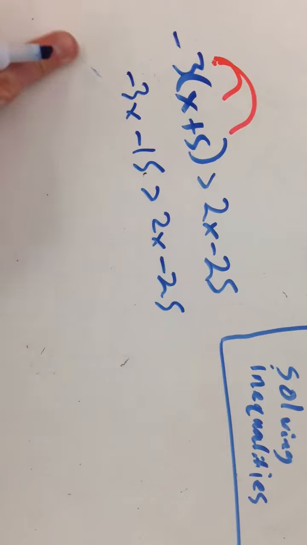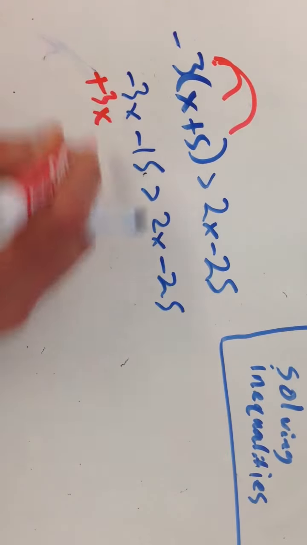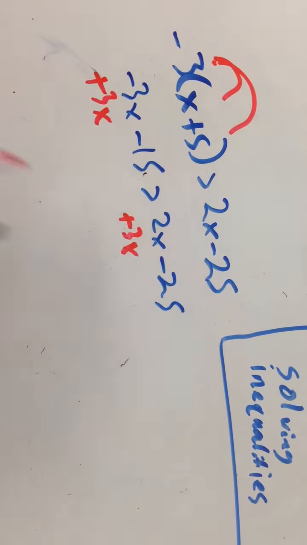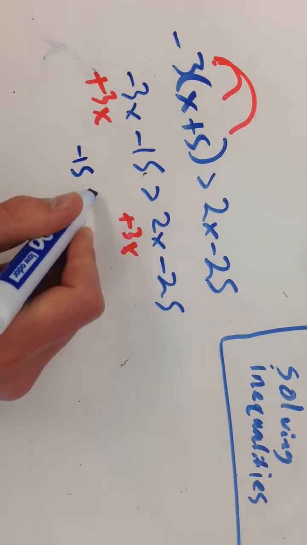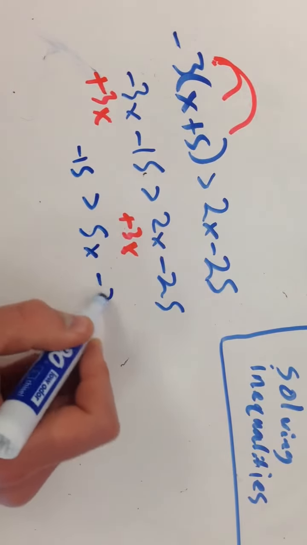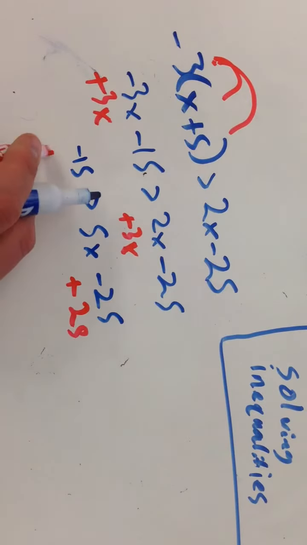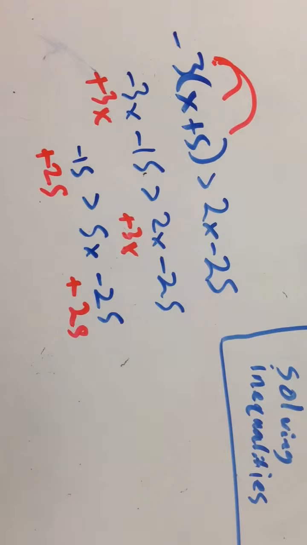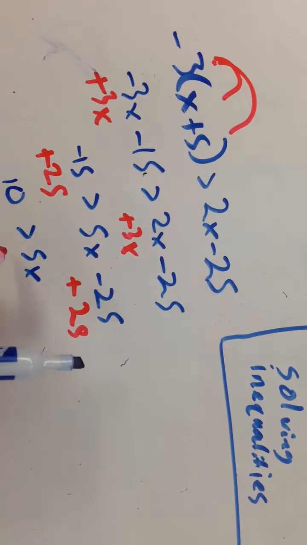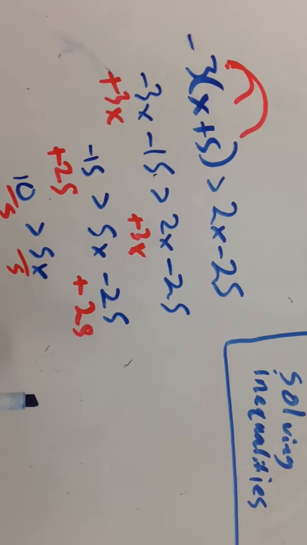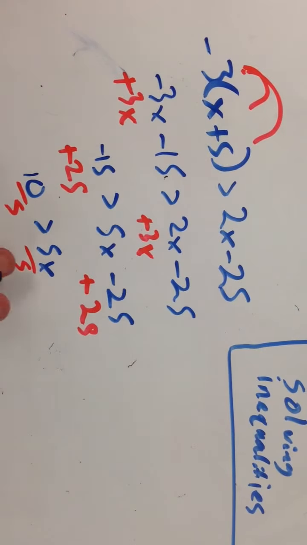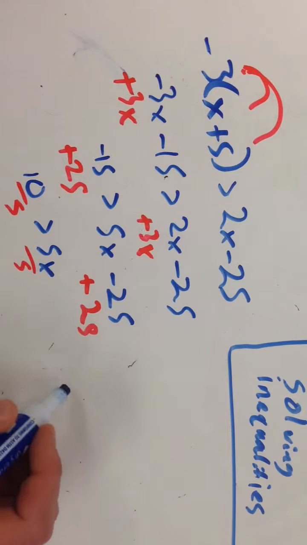So what I'm going to do here is add 3x to both sides because I don't want to have x's in 2 spots. So I'm going to get negative 15 is greater than or equal to 5x minus 25. So that's one of the ways that these equations can become more complex, just by giving us harder equations. And so now I'm going to just divide both sides by 5. And when I do that, I'm going to get this as a solution. 2.